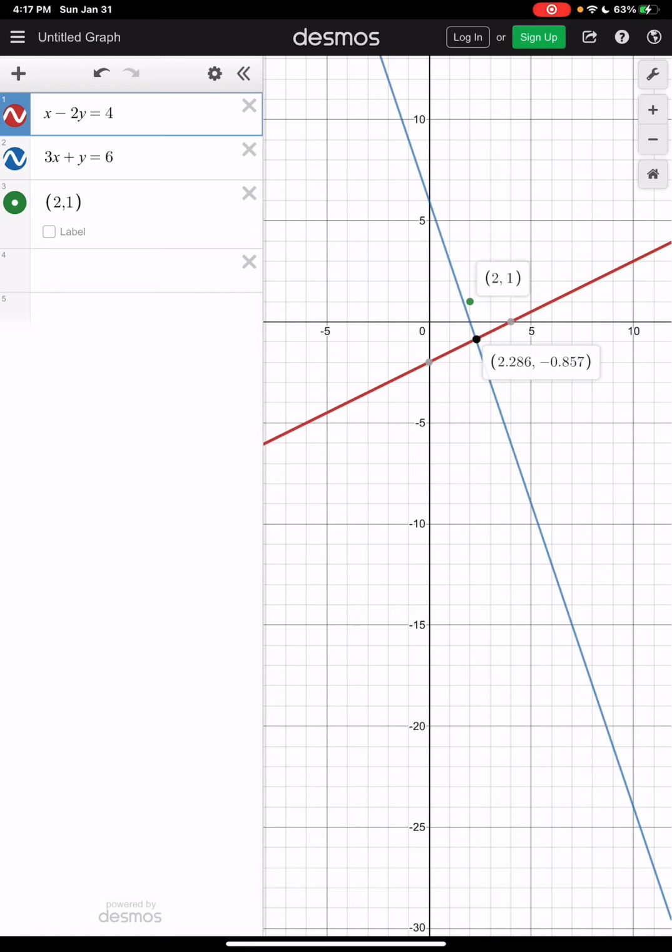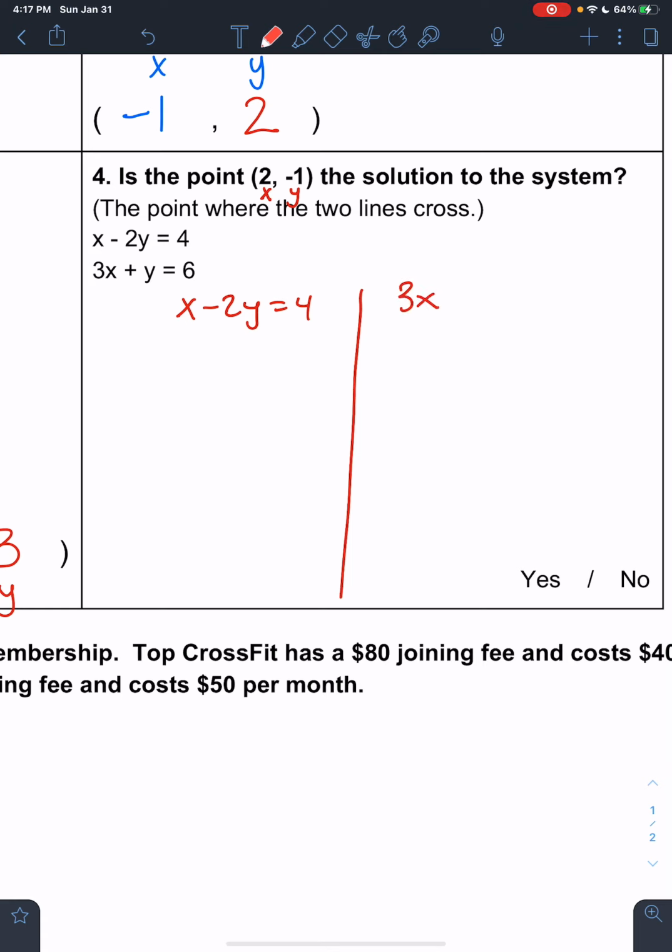I'm asking, are these two lines going to go through the point 2, -1? And we know they're not from the visual. So what we're going to do is test it on each. So I'm going to take x minus 2y equals 4, and I'm going to test the point, and I'm going to take 3x plus y equals 6, and I'm going to test the point.